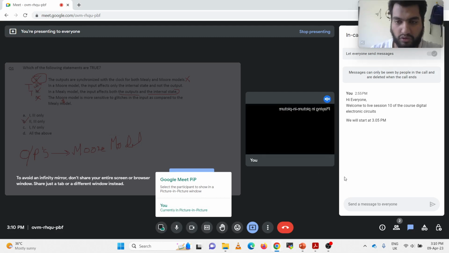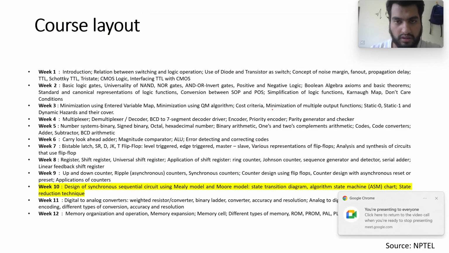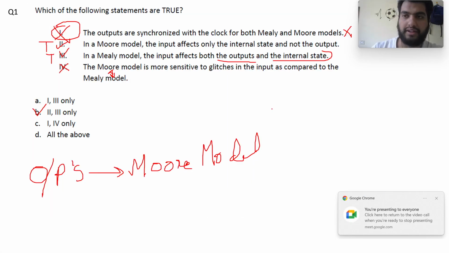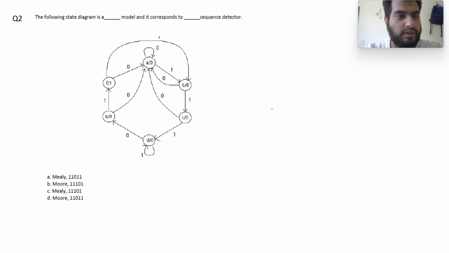So let's move forward to question number 2 of today's live session. Question number 2 states that the following state diagram is a dash model, whether a Mealy model or a Moore model, and it corresponds to a dash sequence detector. So we need to find out the sequence it detects, and we need to figure out whether it's a Mealy or a Moore machine.